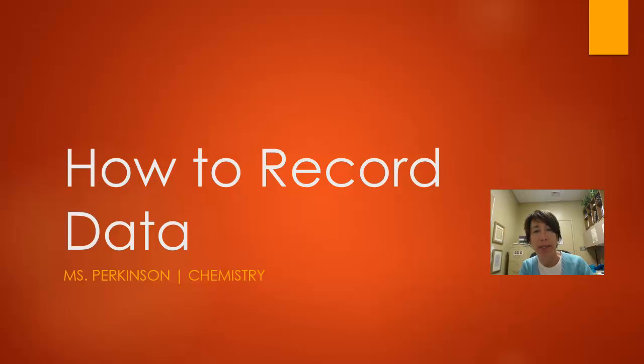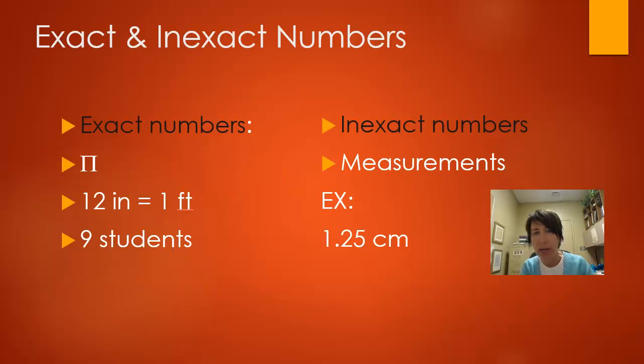How to record data. First, we're going to take a look at two important categories of numbers in chemistry: exact and inexact numbers.